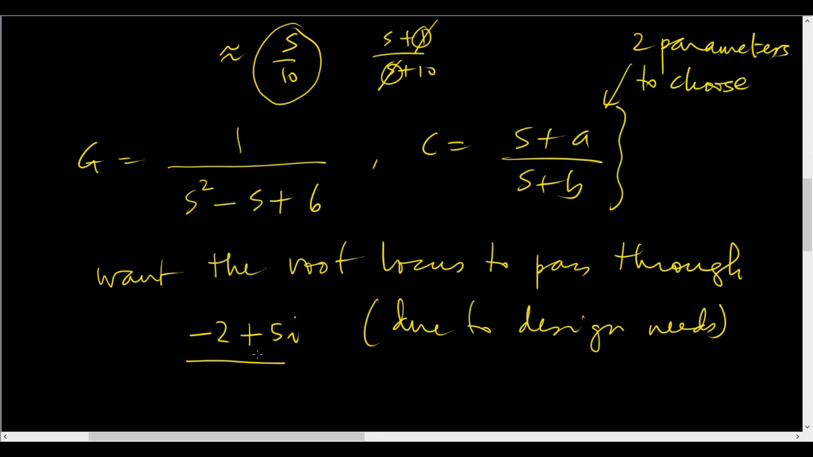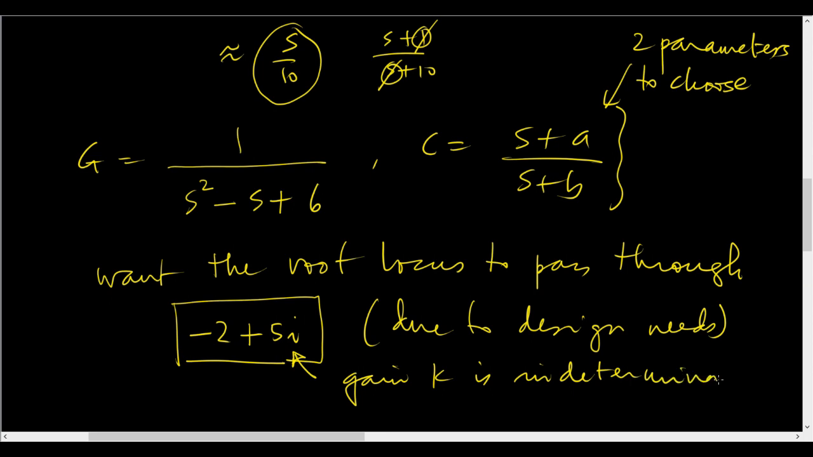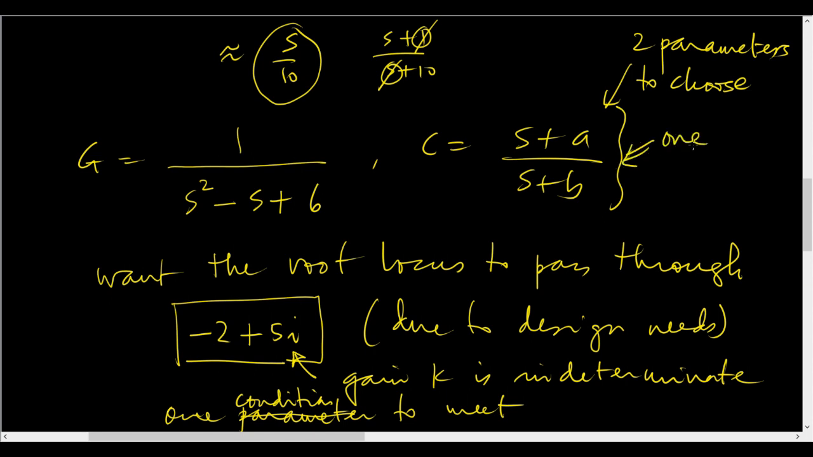You may think that there are two conditions to meet, but the gain k is indeterminate, so that adds a degree of freedom. In this way, there is only one parameter to meet, or one condition to meet. Okay, and so we will have one free parameter, as you will see.